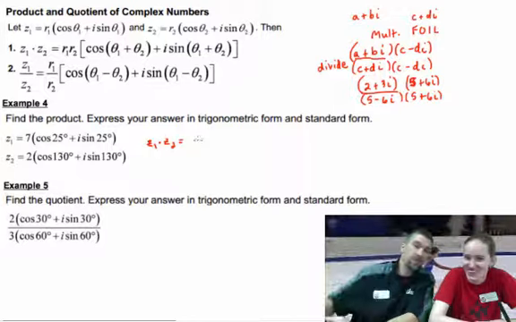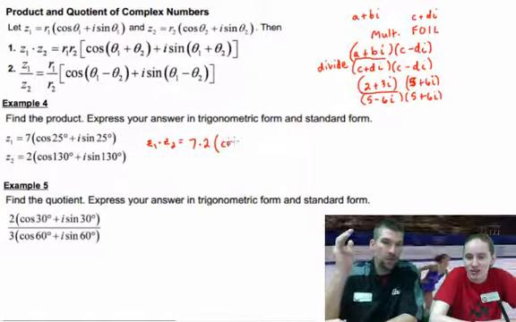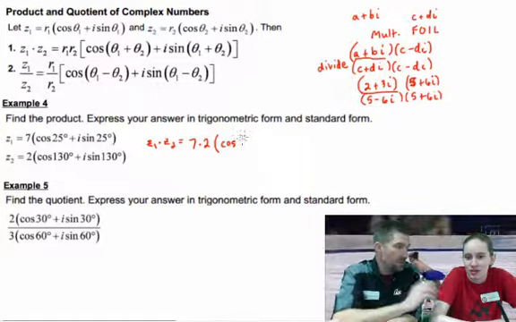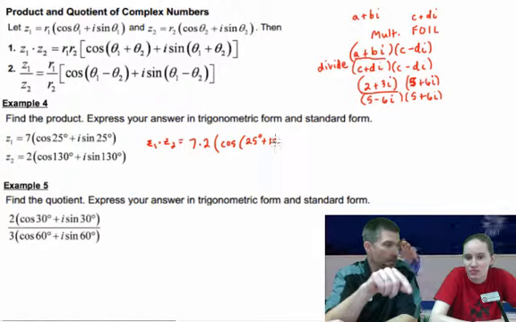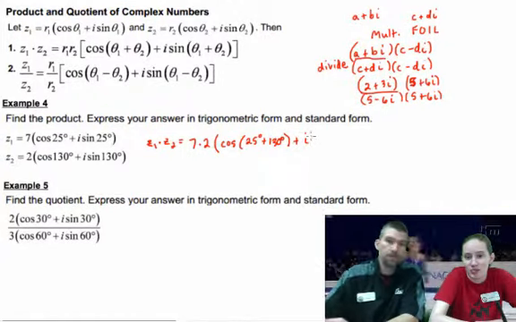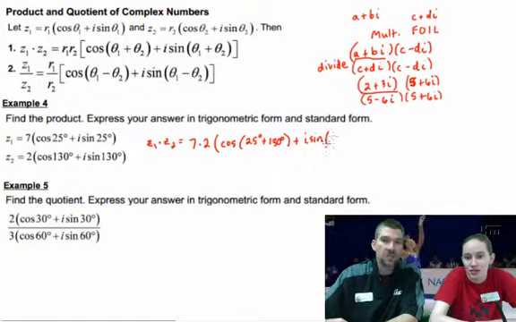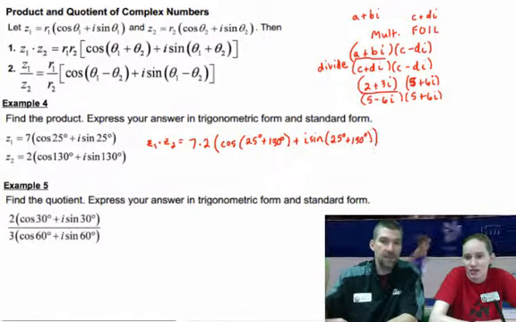So 7 times 2, that's our r's multiplied together. And now both angles have to be the same in both pieces. So if you put 25 plus 130 in the first one, you have to do the same thing in the second one. They can't be different at all. They must be the same, because we're talking about the same angle in both places.